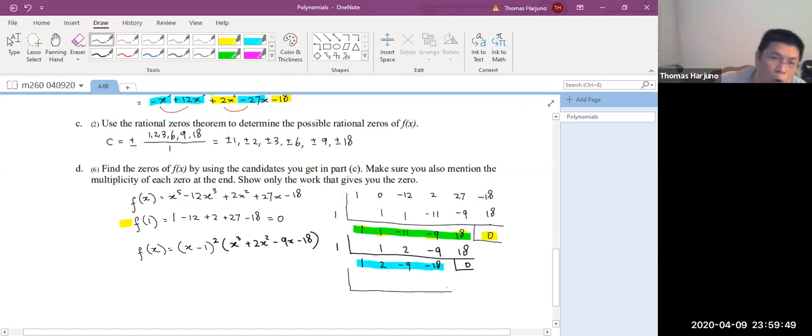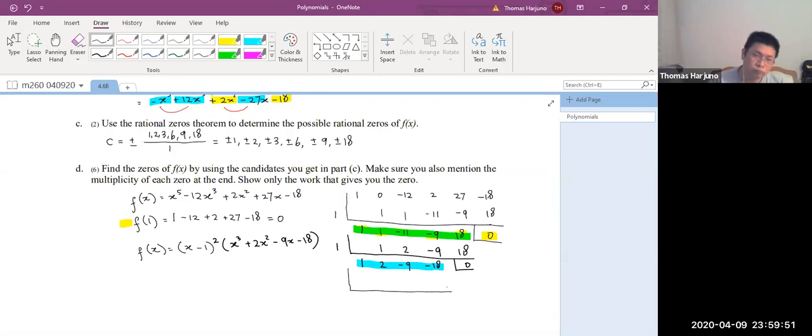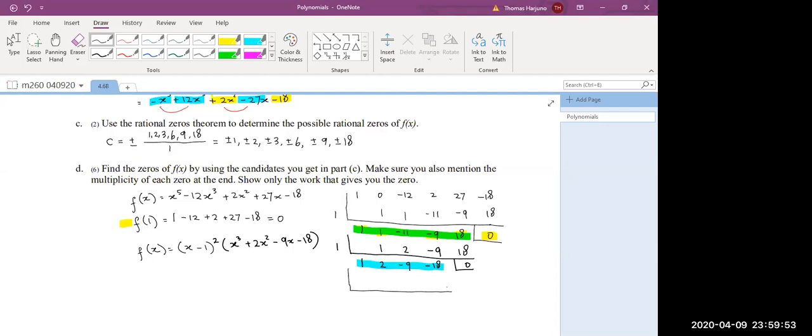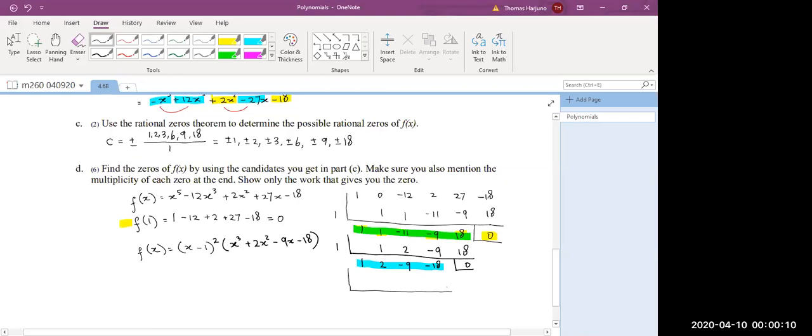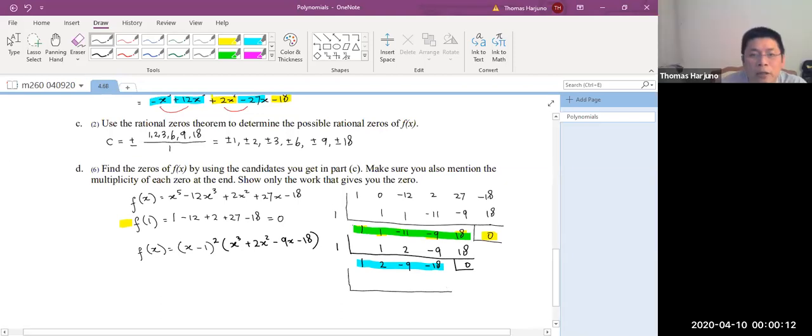Can I use 4? No. Why not? It's not on that list. Yeah, because 4 is not in that list. That's right. Okay. Can you suggest something to try? 9. 9? Yes. Okay, let's try.